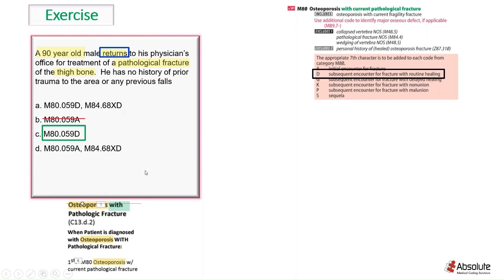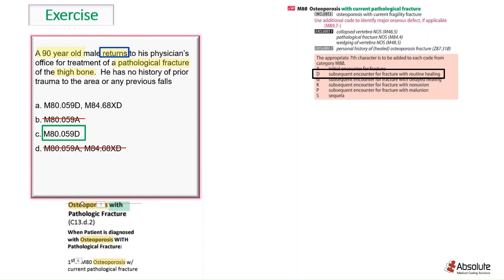So any answer with the seventh character A is wrong, and we can eliminate option B. Remaining options are A, C, and D. If you look at option D, there are two sets of codes, one with the seventh character A and another with the seventh character D. As we already decided, seventh character A is wrong for this encounter, so option D is wrong. The remaining two options are C and A.